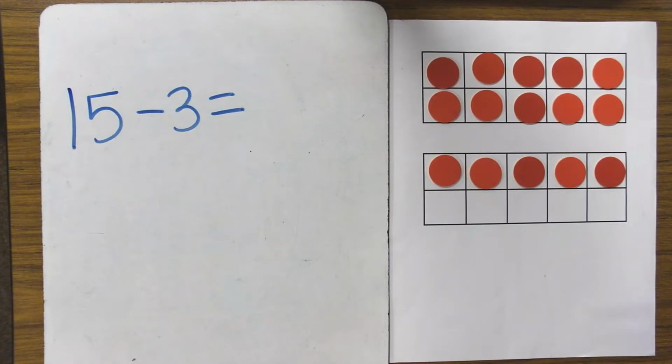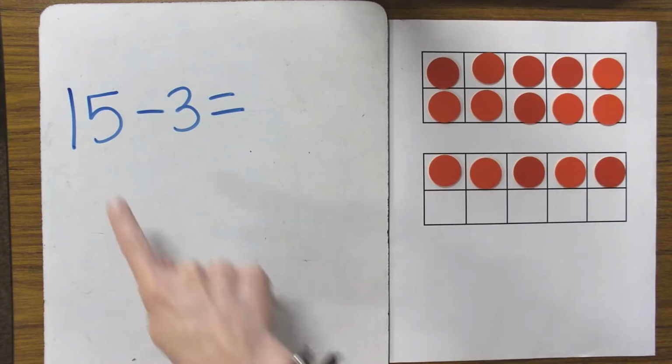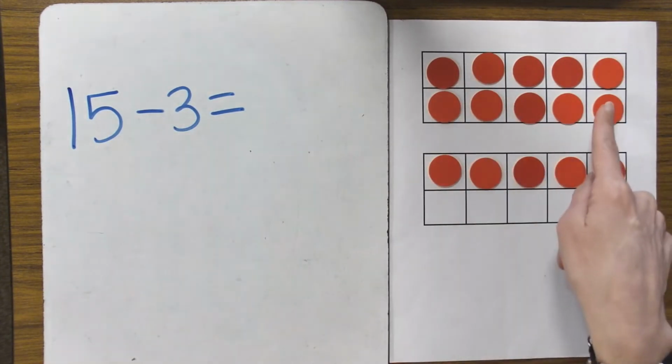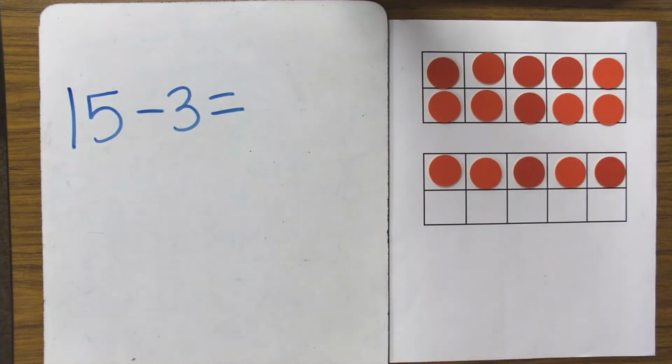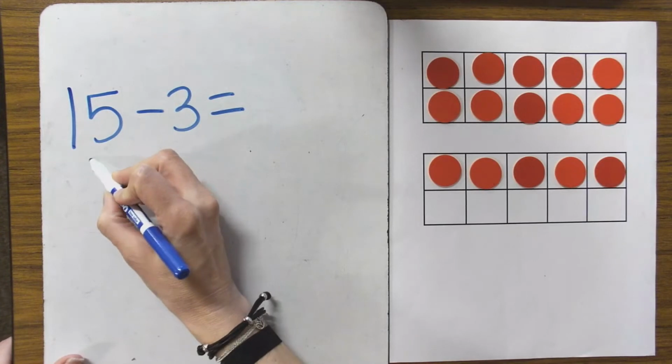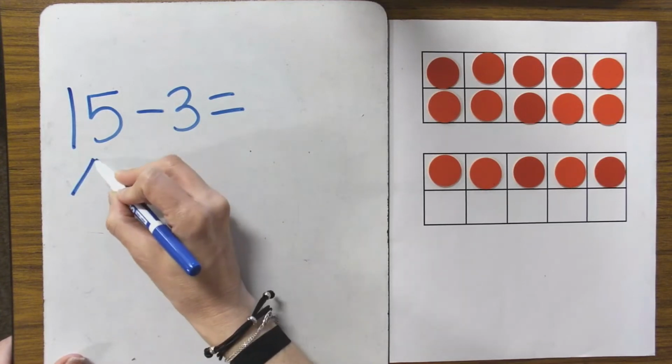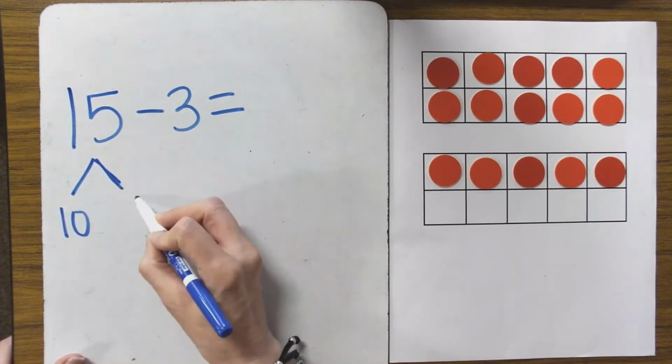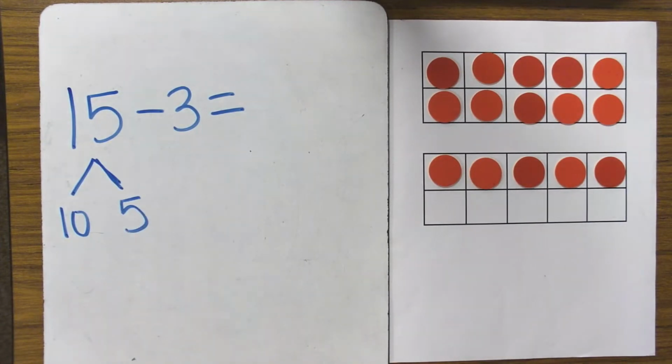Just like with addition, we build our 10 frames left to right, top to bottom, and we start with 15. 10 on the top, 5 on the bottom. I can show that it's 10 and 5 on my number sentence here by splitting my 15 into a number bond with 10 and 5 separated.